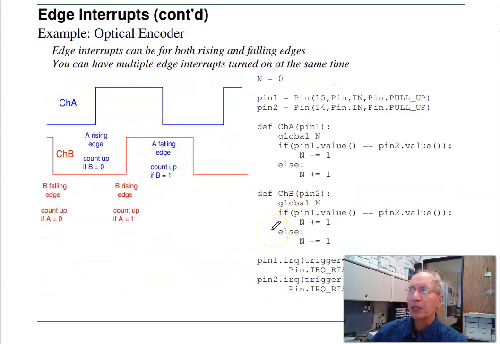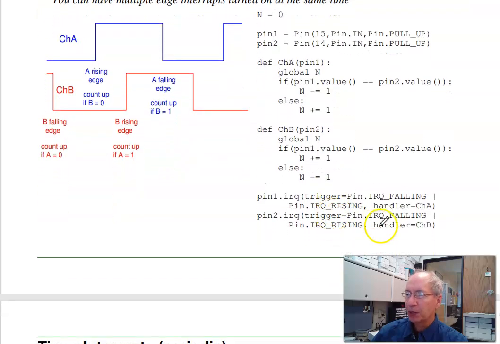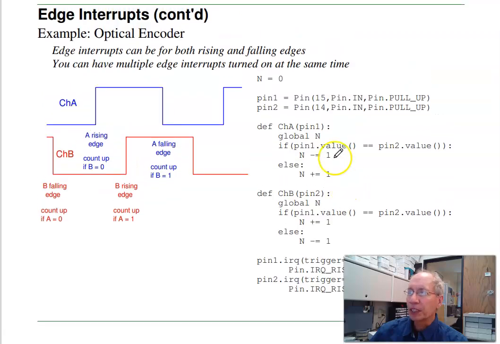Another type of interrupt is you can have multiple interrupts running at the same time for rising edges or falling edges. If you want to trigger on both rising or falling edge, then when you set it up, I do trigger is rising or falling. On the interrupt service routine, I actually have 2 interrupts running. On pin 15, I call channel A. On pin 14, I call channel B.